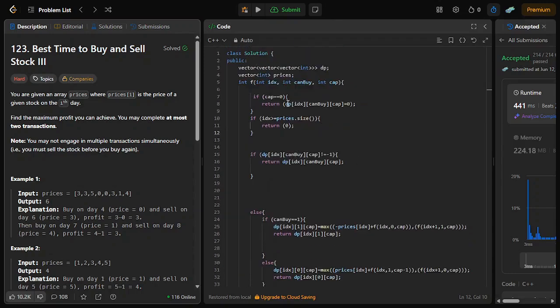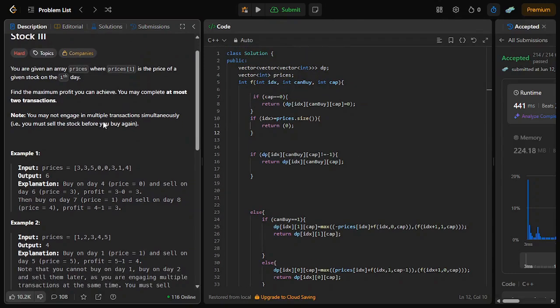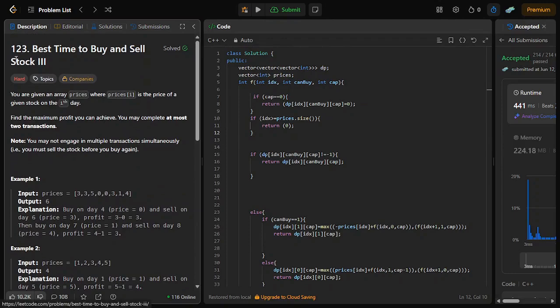So this is a very good place to start dynamic programming. This is question number 123 of Leetcode. It asks for the best time to buy and sell stocks, where you want the maximum profit that you can achieve out of buying and selling these stocks, and you can have at most two transactions.